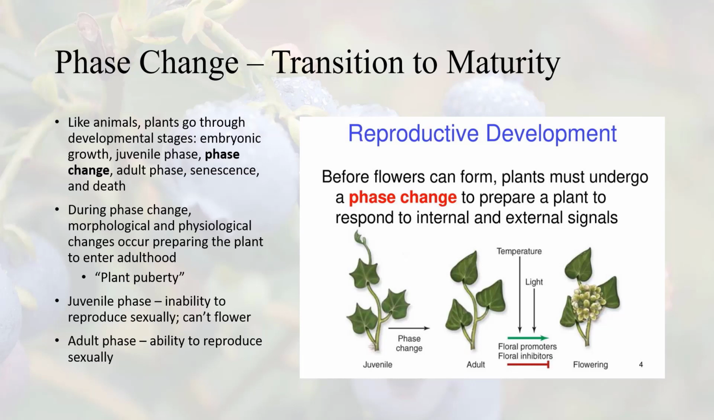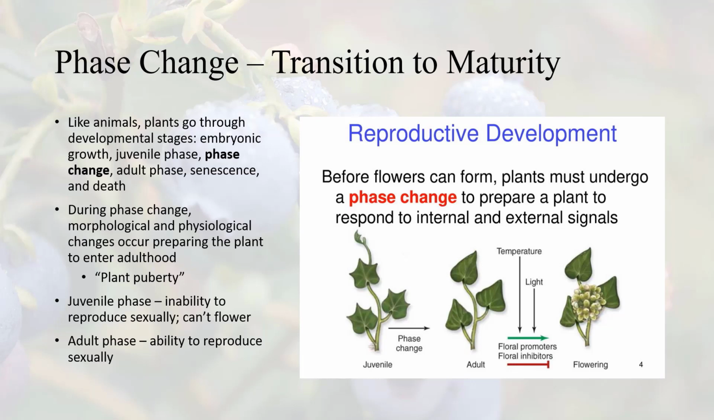Now this brings us to phase change, right? We had our germination, we had our vegetative growth and different patterns of vegetative growth. And then at some point during that vegetative growth, there's going to be a transition into maturity, where your plant goes from a juvenile plant to a mature plant. And the distinction between them is that your mature plants are able to reproduce sexually.